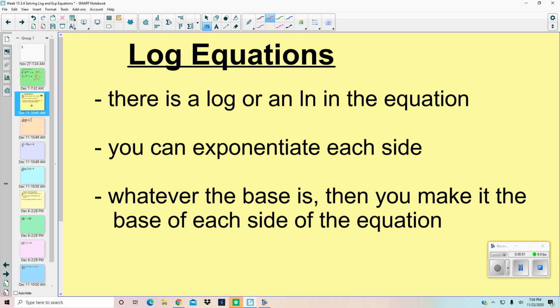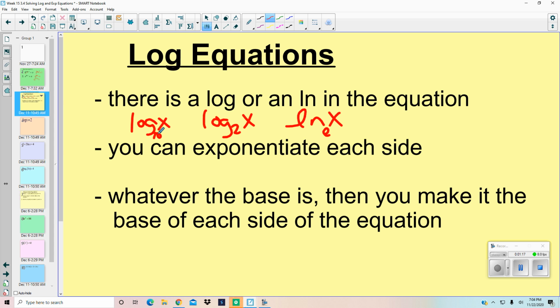For a logarithmic equation, there's a log or a natural log in the equation. Okay, so if I have something written log of x, that would be base 10. If I have something written log base 2 of x, that'd be base 2. So that would mean 2 to some power equals x. If I have ln of x, that means the base is e. So we have 10, base 2, or base b, whatever that number is.